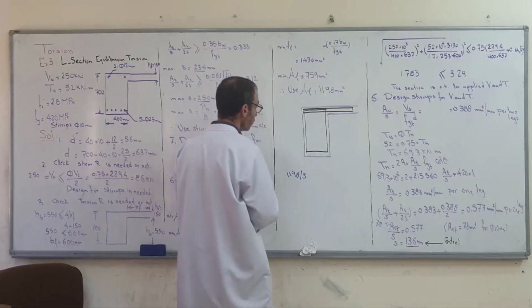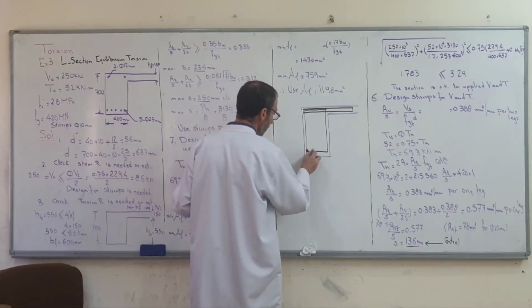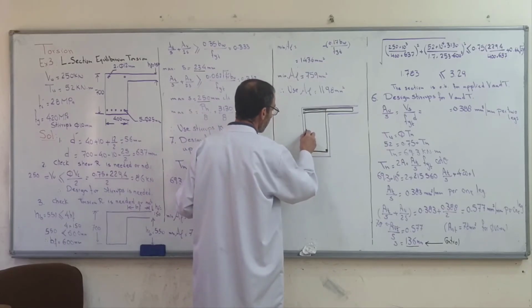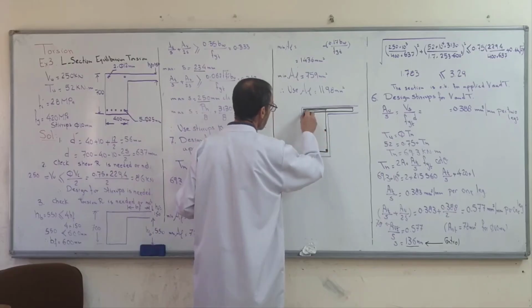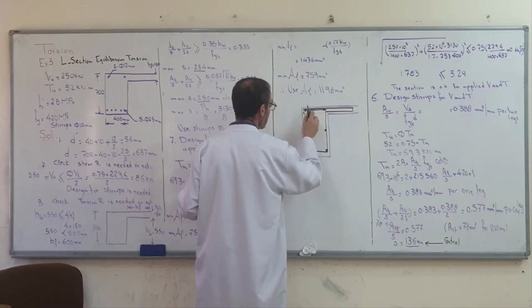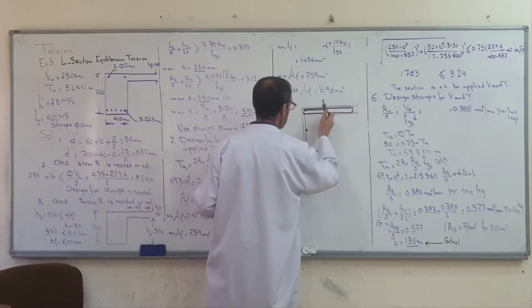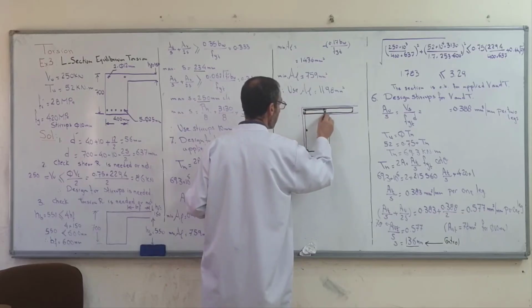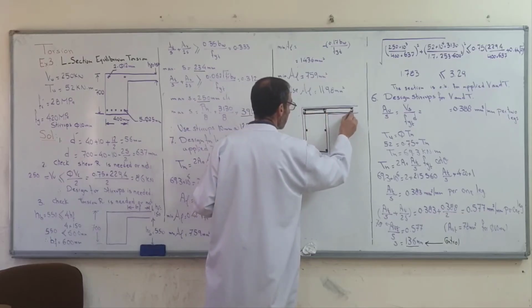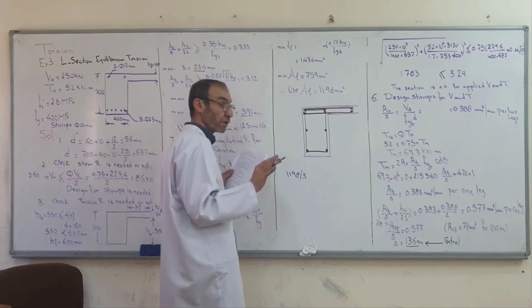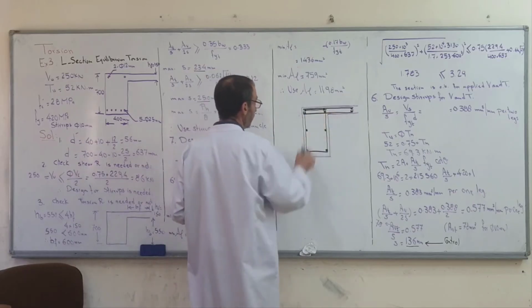Now firstly I assume using 1 layer, 2 layers or 3 layers. In each corner we must put a reinforcement. This is the requirement. In each corner of the stirrups we must put a reinforcement. Corner 1, 2, 3, 4.